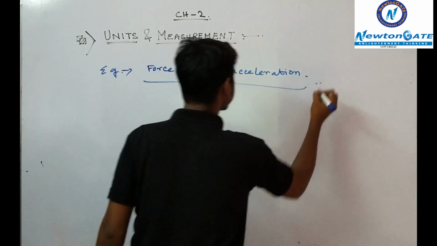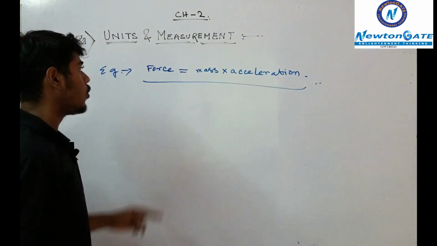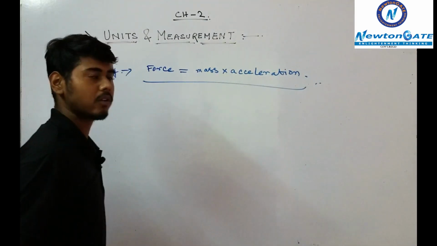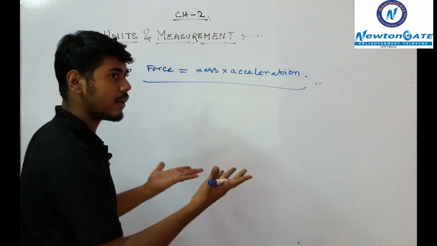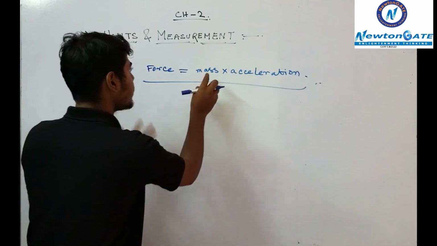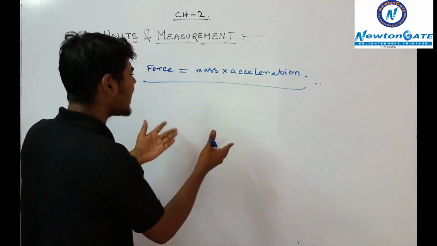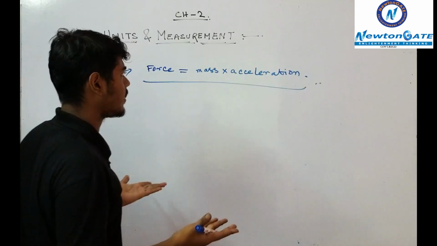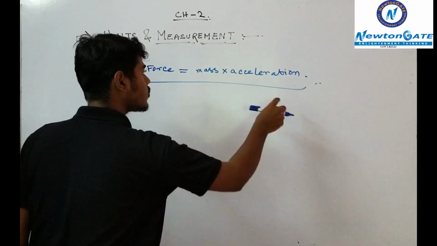So at first, when we are trying to find the dimensions of any physical quantity, we must know its relation with other physical quantities, right? So mass is a fundamental quantity. So it is a base quantity. We need not break it into any other fundamental quantity. But acceleration is not a fundamental quantity, it is a derived one, so we need to break it.